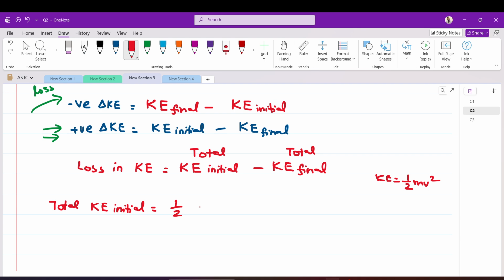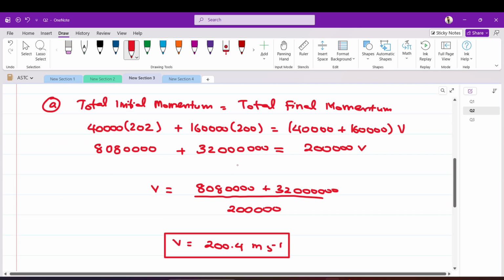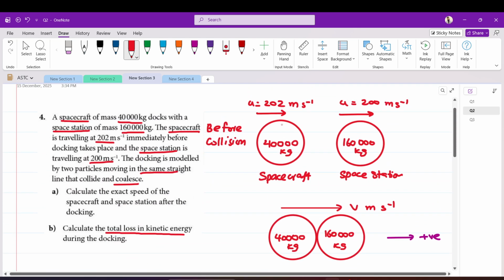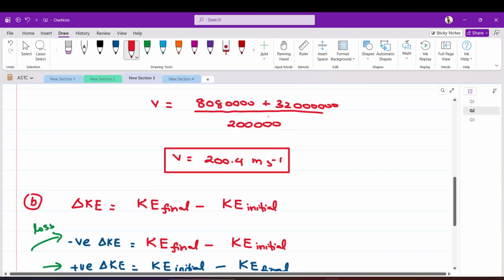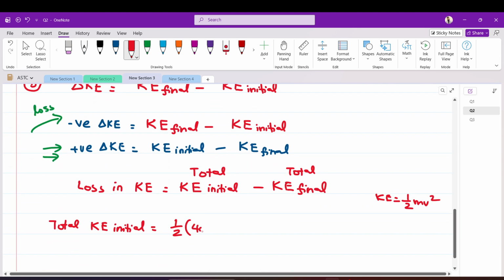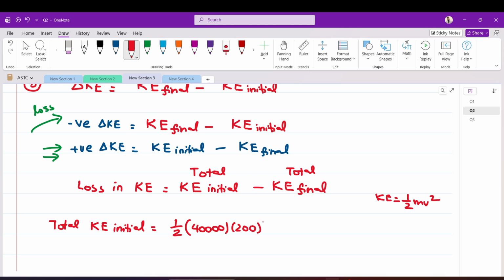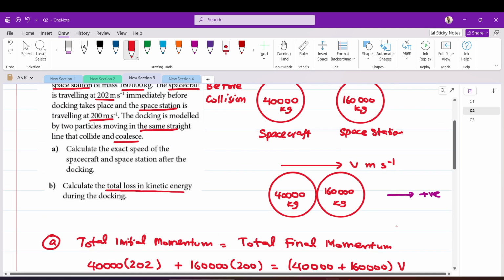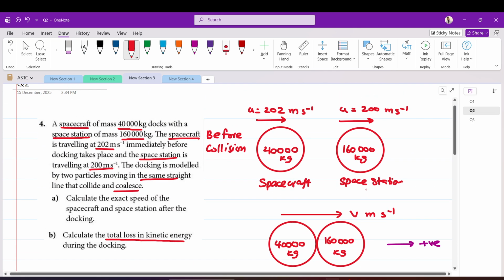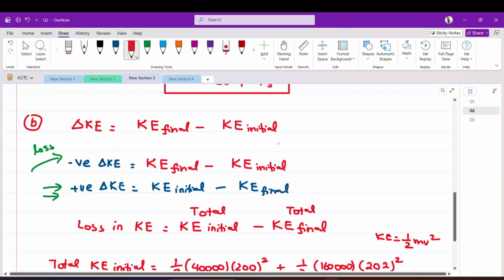First of all, I'm going to look for the spacecraft. The mass is 40,000 and its speed was 202. So we have half into 40,000, velocity is 200 whole squared, plus half into 160,000, and this one was 202 whole squared. Let me double check. Okay, I've written them the other way around. Sorry, my bad.